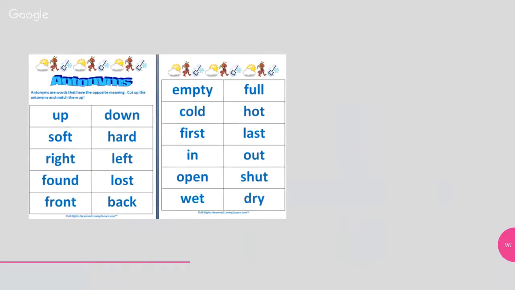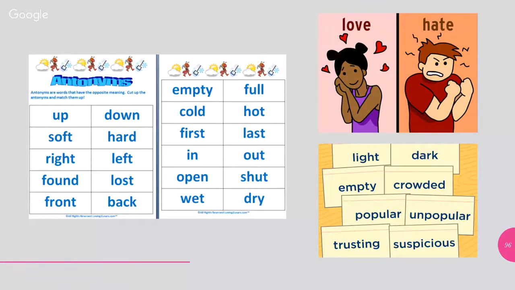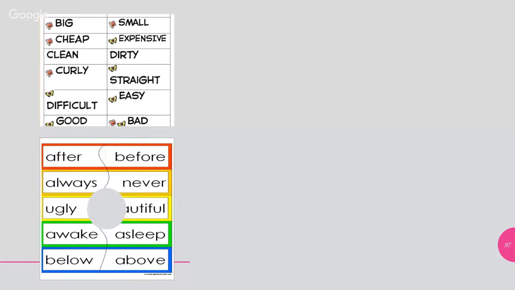Again: up, down, soft, hard, right, left, found, lost, front, back, empty, full, cold, hot, first, last, in, out, open, shut, wet, dry. Love, hate. Light, dark, empty, crowded, popular, unpopular, trusting, suspicious. Big, small, cheap, expensive, clean, dirty, curly, straight, difficult, easy, good, bad. After, before, always, never, ugly, beautiful, awake, asleep, below, above.